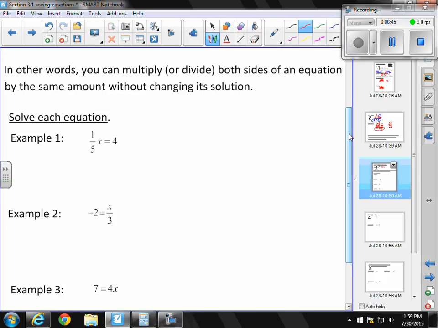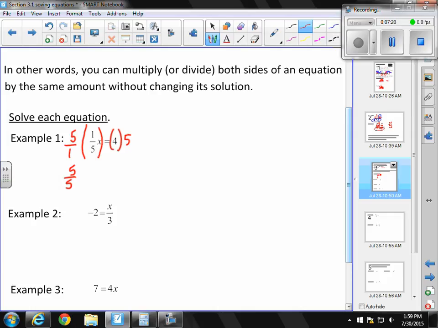Example number 1 says 1/5 x equals 4. Remember, our fraction bar tells us we're dividing by 5. What goes with division is multiplication. If I want to clear that fraction, I'm going to multiply both sides of my equation by the denominator, in this case 5. 5 is the same as writing 5 over 1, and when we multiply fractions, we go straight across. This gives us 5 times 1 is 5, and 1 times 5 is 5, and 5 over 5 is 1.